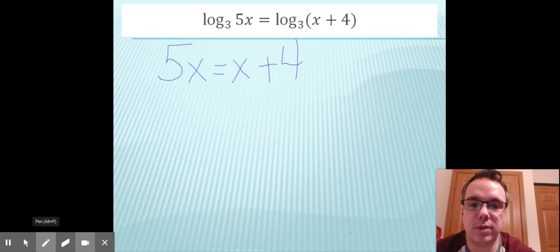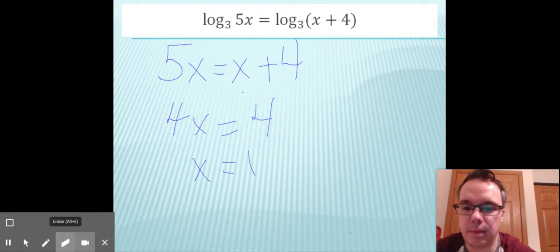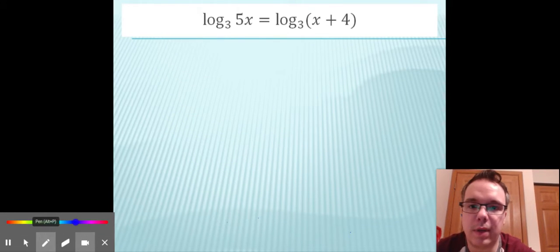So I would subtract this x over. And so I'll get 4x is equal to 4. And if I divide by 4 on both sides, I get x is equal to 1. All right. So we got the answer x is equal to 1.